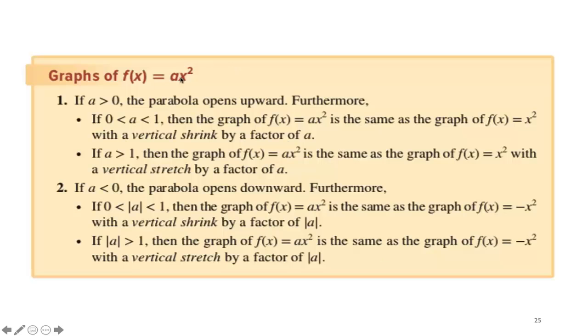Then another example is that if you multiply x squared by a, then I'm scaling it vertically. Either it's a vertical shrink or a vertical stretch. If a is between 0 and 1 and positive, then it's a vertical shrink, because if a is less than 1, then I'm shrinking it. If a is bigger than 1, then I'm stretching it by a factor of a. If a is positive, we know the parabola opens upwards. But if a is negative, the parabola is going to open downward, and then we take the absolute value of a. Then the same process: if the absolute value of a is between 0 and 1, I'm shrinking it. If the absolute value of a is bigger than 1, I'm stretching it.